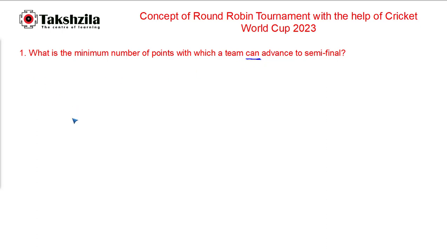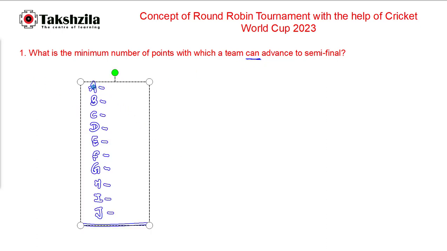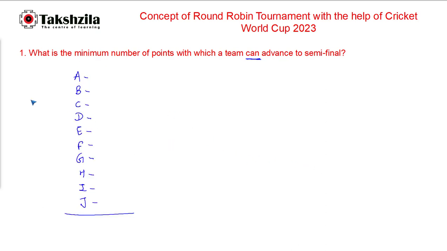So as per the question, there are 10 teams A to J. In the first round, every team is going to play with every other team. So let's find the total number of matches first of all. There are 10 teams, we need to choose 2 teams for 1 match. So in how many different ways can we choose 2 teams out of 10 teams? The answer is 10C2, that is equal to 10 into 9 divided by 2, that is equal to 45. Total 45 matches are going to happen.